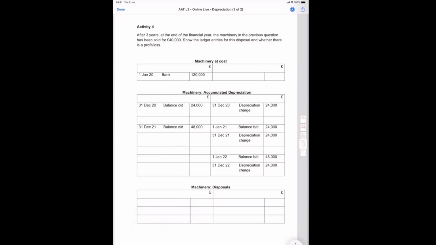Okay, so I've already populated the accumulated depreciation account, so you can see how that looks over a period of 3 years. So after 3 years, at the end of the financial year, the machinery in the previous question, so we're following on from the previous activity, has been sold for £40,000. What we need to do is show the ledger entries for this disposal and whether there is a profit or a loss.